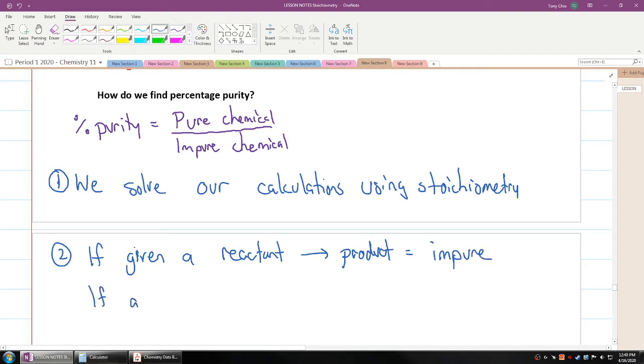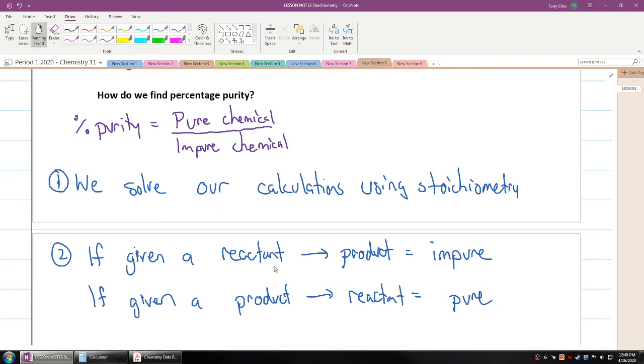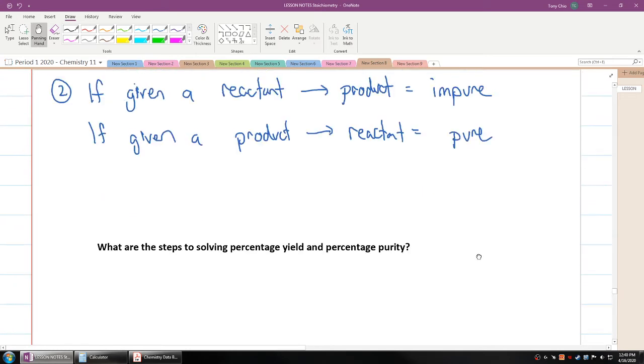And if given a product and you are asked to convert back to how much you need of this reactant, you just solve for your pure. So you might notice that if you're going from reactant to product, you're always solving for your denominator. If you're going from a product to a reactant, you're always solving for your numerator. And it's always this case. Now here's a little thing you want to write down to make sure that this is the case.